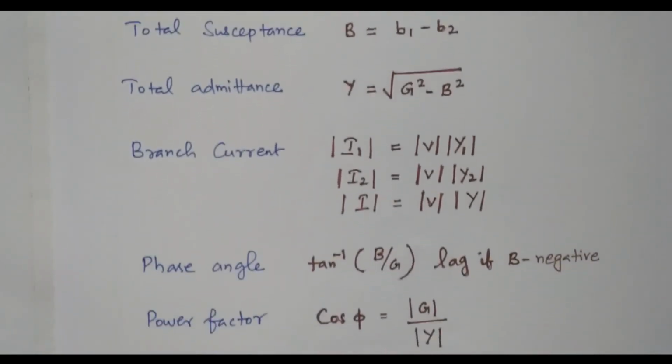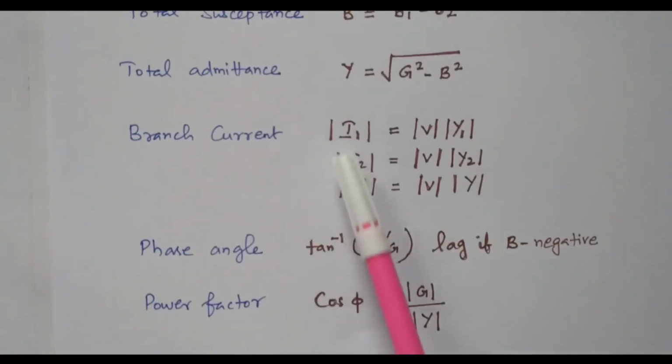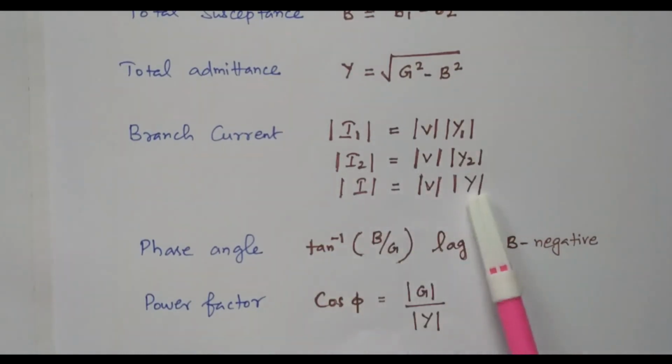Similarly, the branch currents: I1 equals V into Y1, I2 is V into Y2, and the total current is V into Y. The phase angle can be calculated as tan inverse B by G. If B is negative, it will be lagging. Similarly, cos phi is nothing but G by Y.